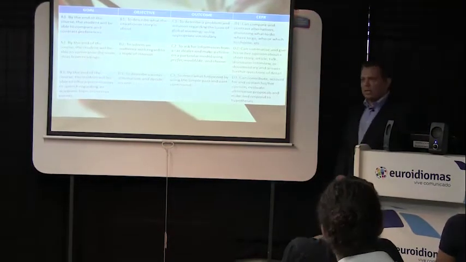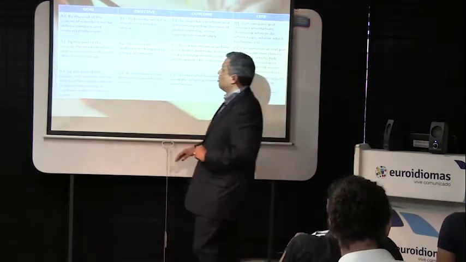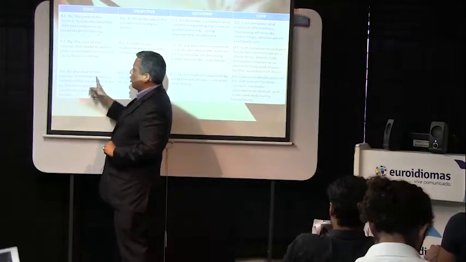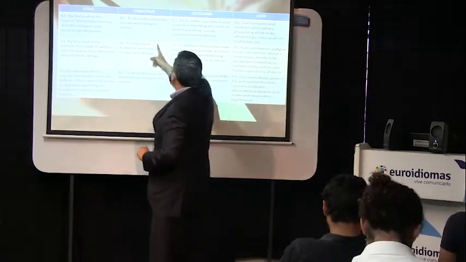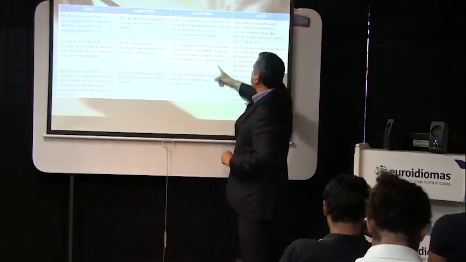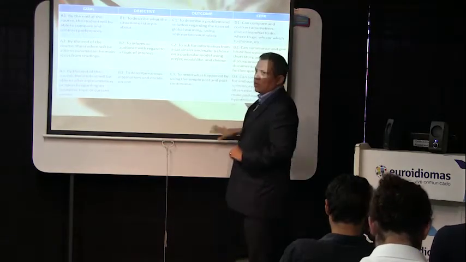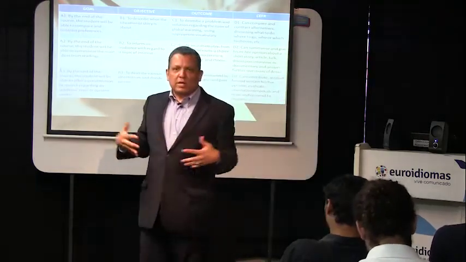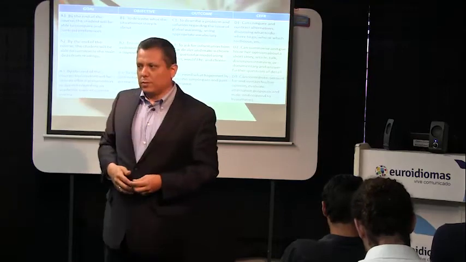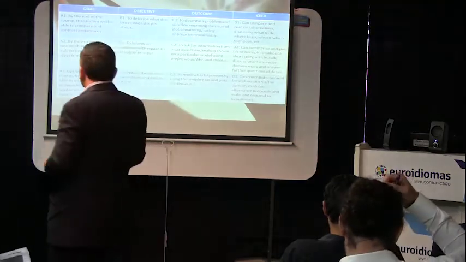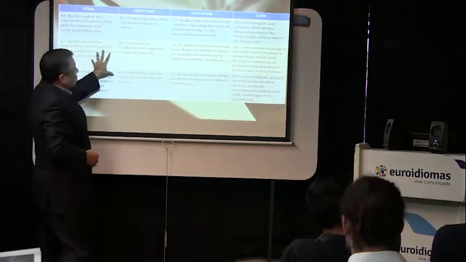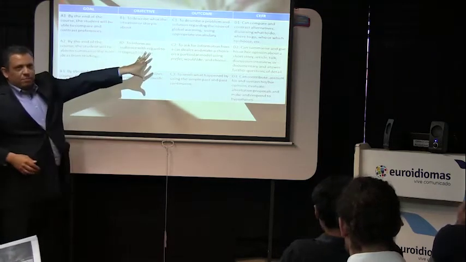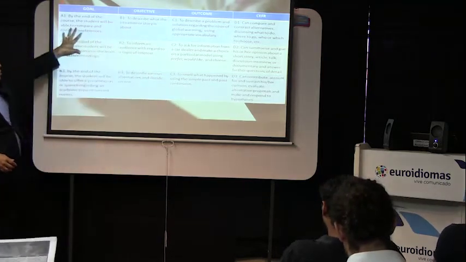So we're going to do a little exercise. You should have this in your handout. These are goals. These are objectives. These are outcomes. These are standards for the Common European Framework that are most related to the learning goals, objectives, and outcomes. What I want you to do is match them correctly. In other words, they're all mixed up. Okay?